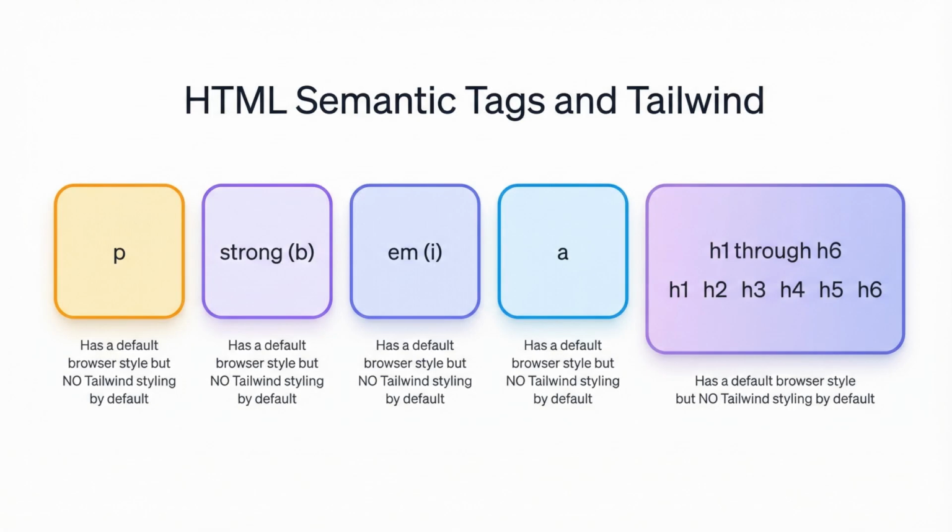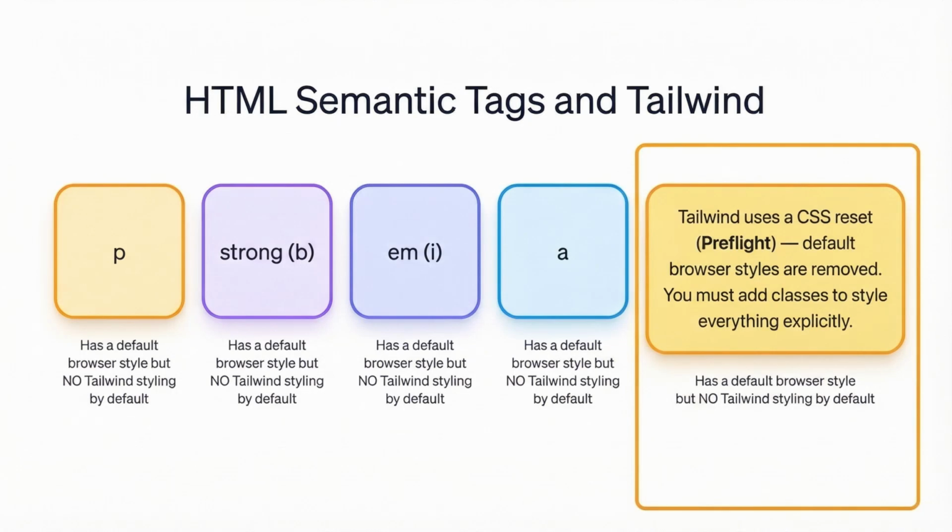Here's something important to understand. HTML tags like paragraph, bold, italic, anchor, and heading tags all have their own default browser styles. But when you use Tailwind, it resets most of those defaults. So a bold tag might not look bold, and an anchor tag might not show an underline, because Tailwind's base reset strips those out. This means you're in full control, but you need to explicitly add the styling you want.